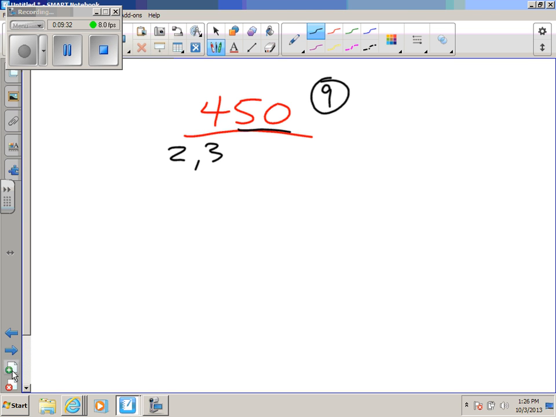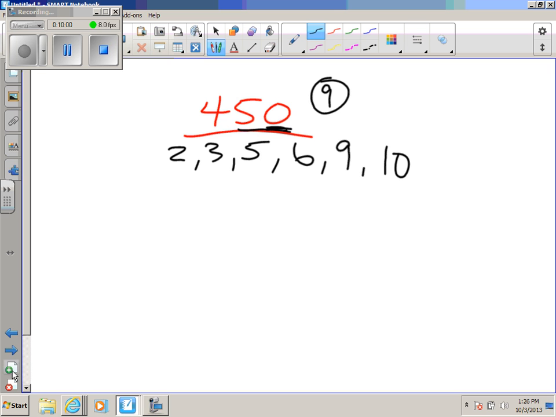Test for 4. It's 50. Is 50 divisible by 4? How about 5? Ends in a 5 or 0? Yes. How about 6? Was it divisible by 2 and 3? How about 9? Is 9 divisible by 9? And does it end in 0 to be divisible by 10? Yes.